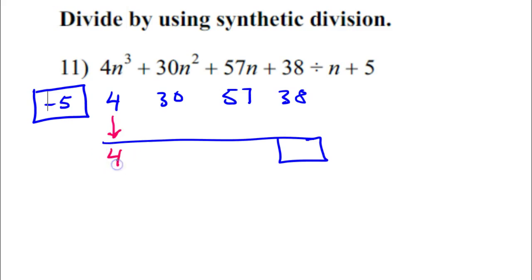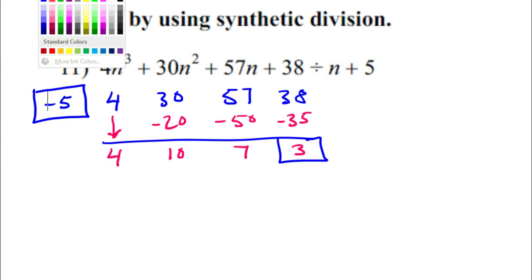First you just bring the first one down, and then you multiply and put it in the next spot. So 4 times negative 5 is negative 20. 30 and negative 20 make 10. So 10 times negative 5 is negative 50. Add these up and you get 7. 7 times negative 5 is negative 35. So put these together, you get 3. 3 is the remainder in the box here.